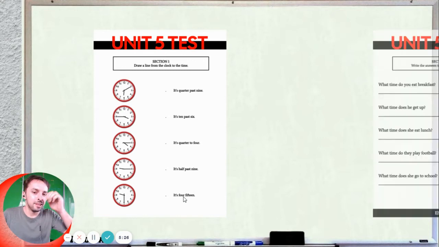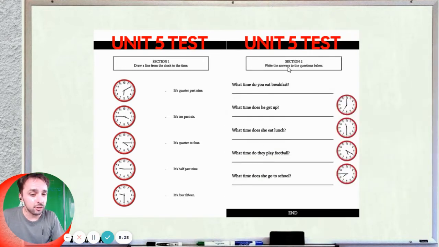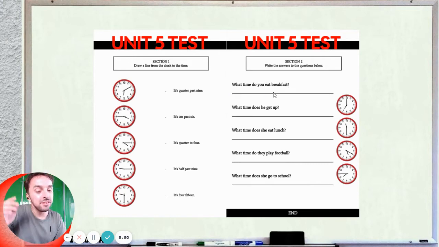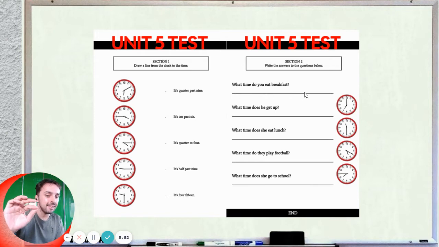Okay, next part. Section 2, write the answer to the questions below. Okay, so question 1, what time do you eat breakfast? So what's the answer? Okay, remember you changes to I. I do what? What's the verb? I eat breakfast. I eat breakfast at. And then you can say any time. You can answer.